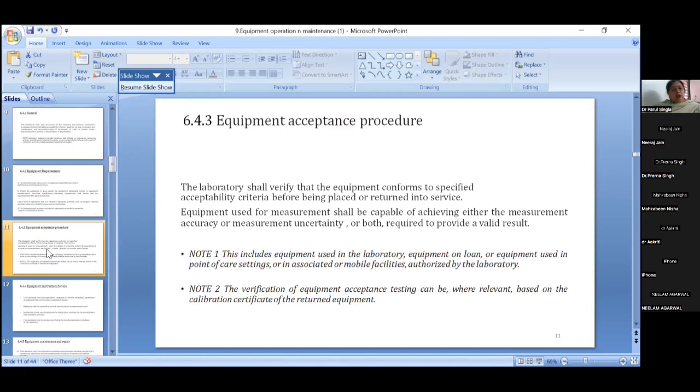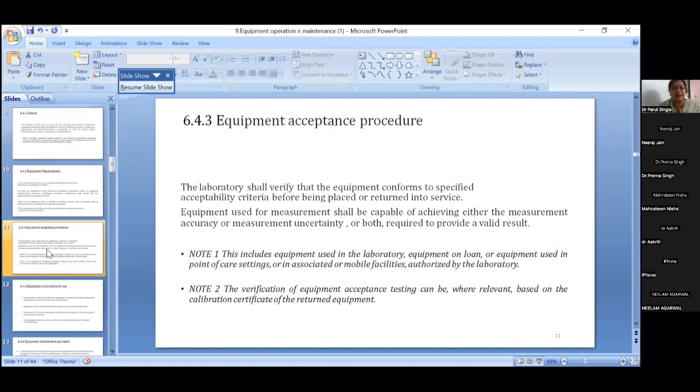So all this should be asked so that the installation is proper and the equipment should function normally. The equipment used for measurement shall be capable of achieving either the measurement accuracy or the measurement uncertainty. It means when you are placing your equipment in the lab, you should verify the measurement accuracy against the manufacturer's guidelines, that the achieved accuracy is 3%. You should verify that the accuracy or the uncertainty which has been stated by the manufacturer, we are meeting.